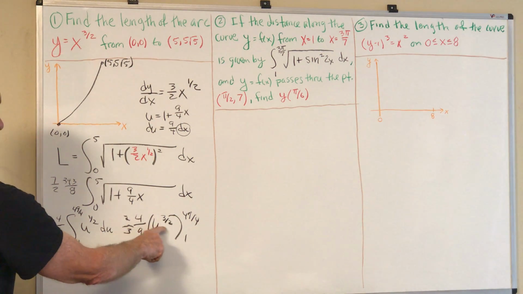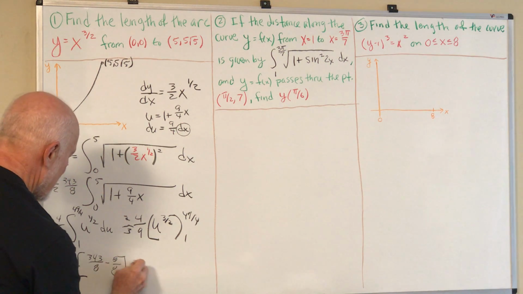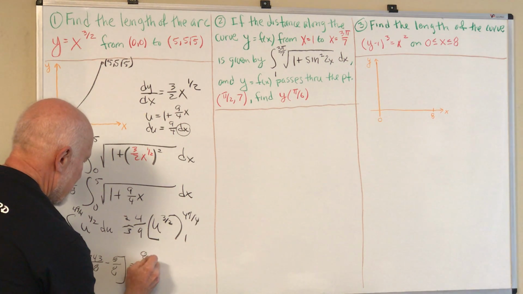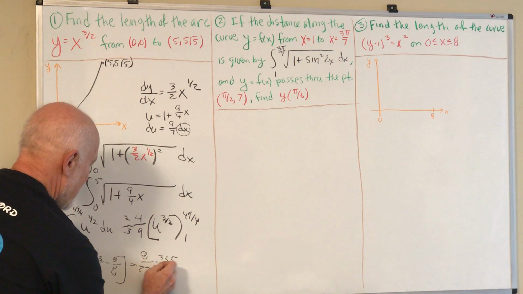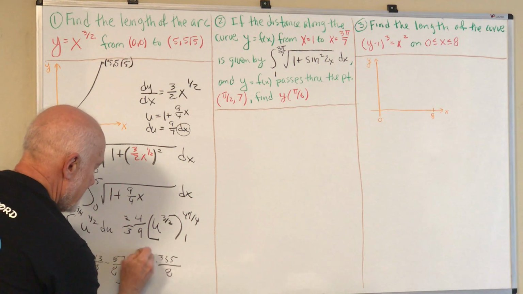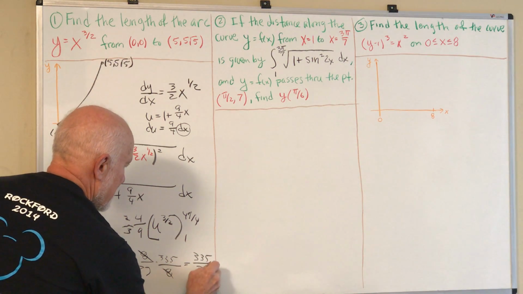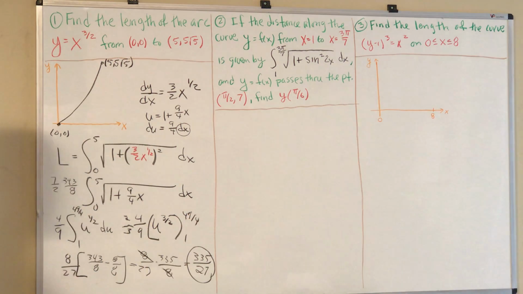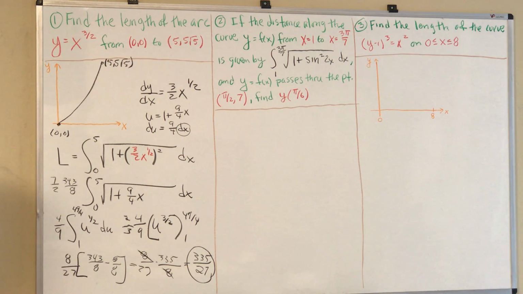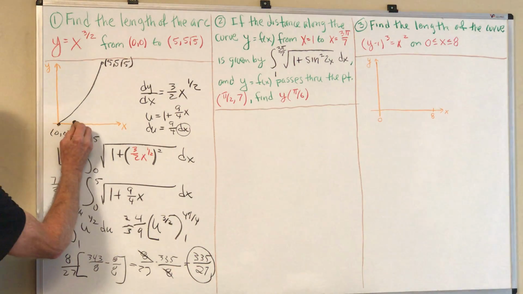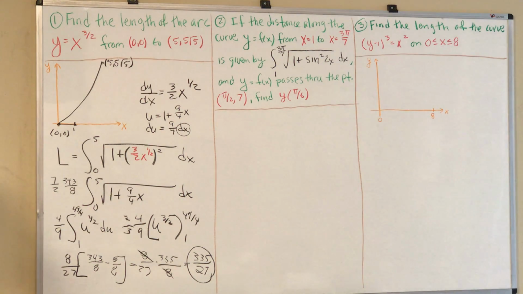minus 1. Well, 1 is going to be 8/8. So we get 8/27 times 335/8. And the 8's cancel. And you get this, which is around 12. So the length from here to here is around 12 units, where 1 unit, again, would be the distance from 0 to 1 along the axis.